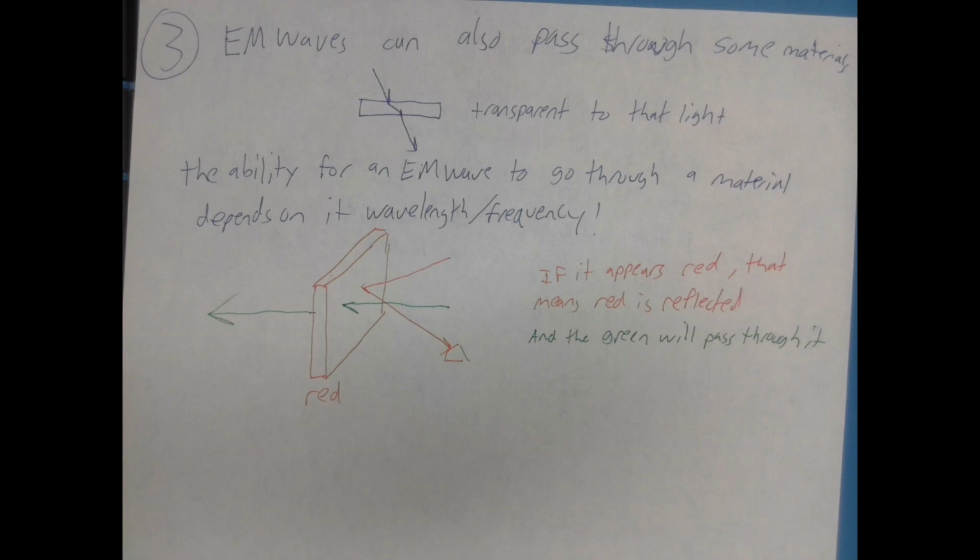So, again, it doesn't have to be visible light. It could be infrared. So can visible light pass through glass? Yes, it's transparent. Put your mask on, Alan. What about infrared? Can infrared pass through glass? No.